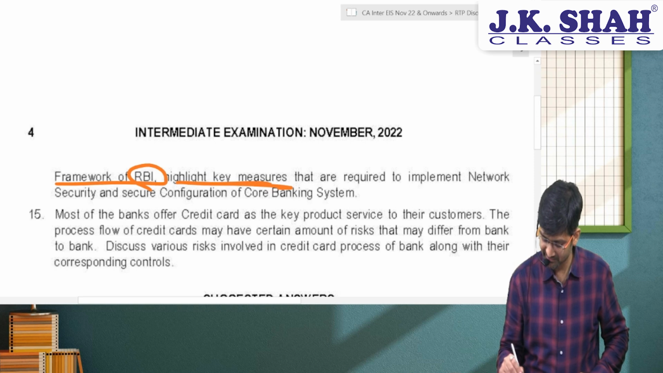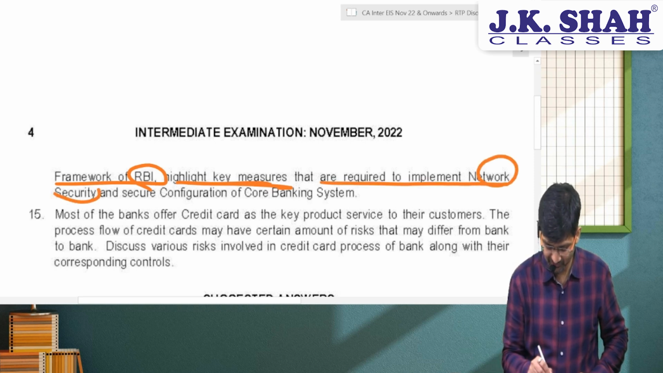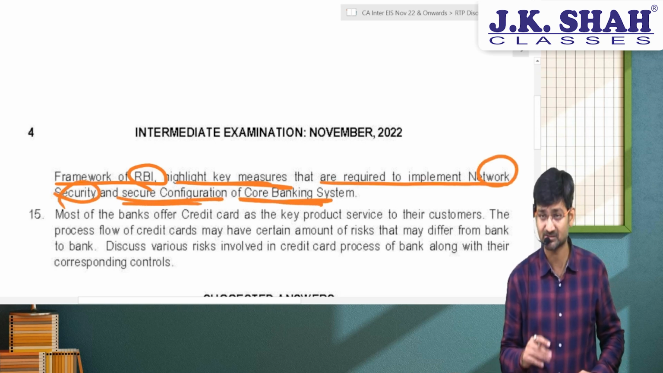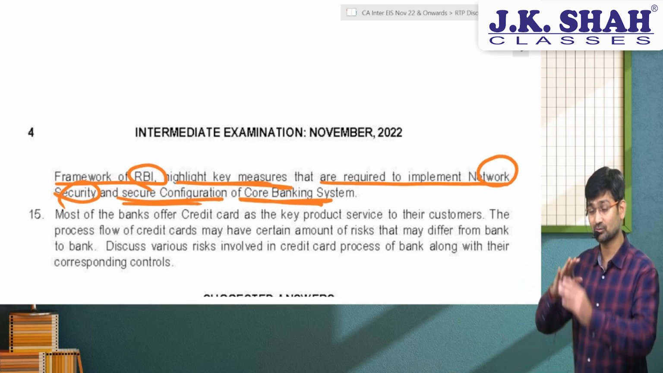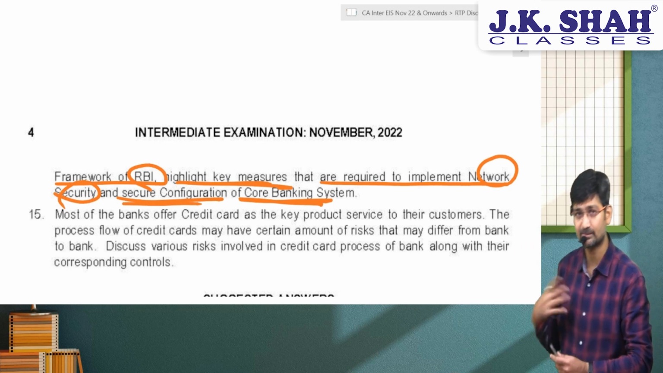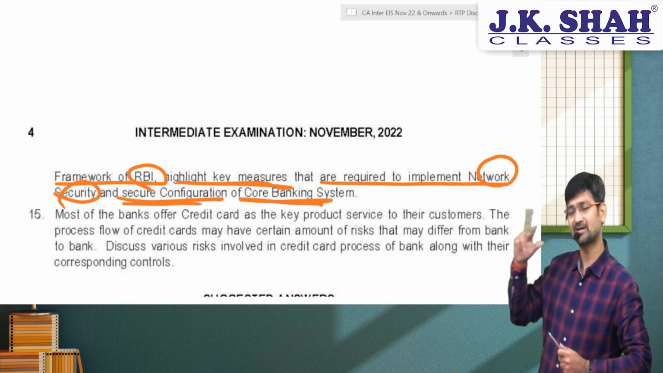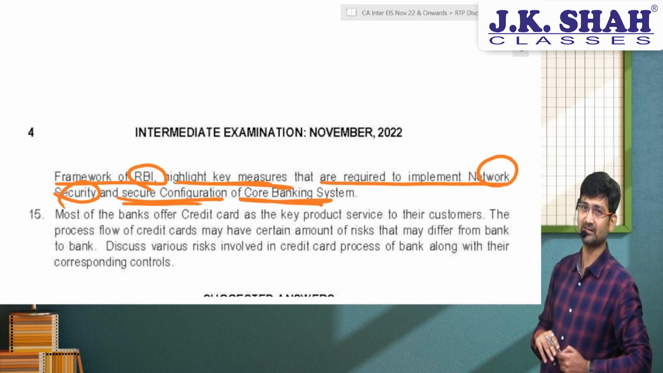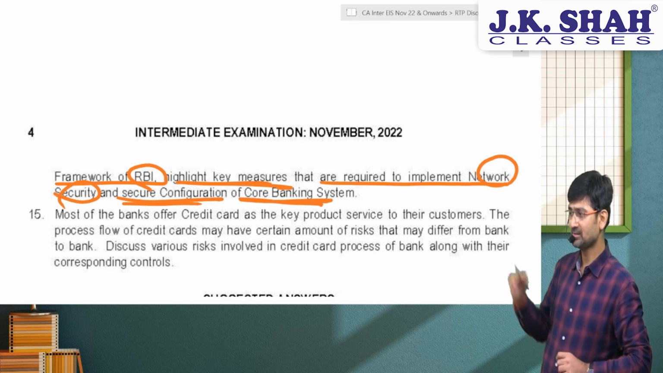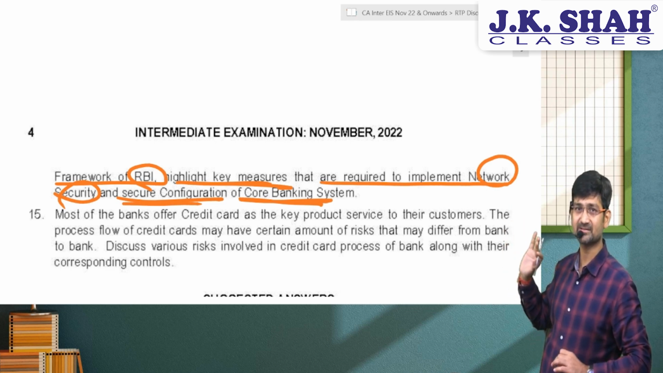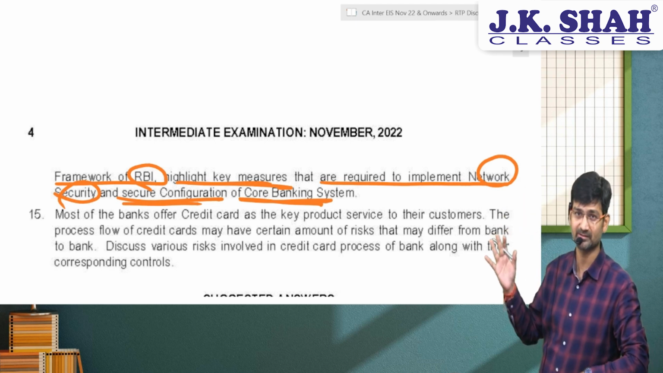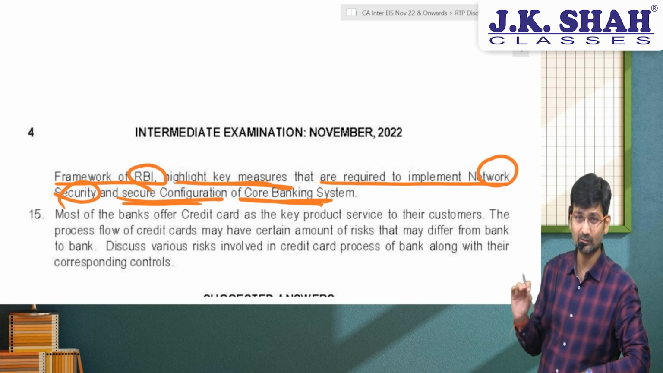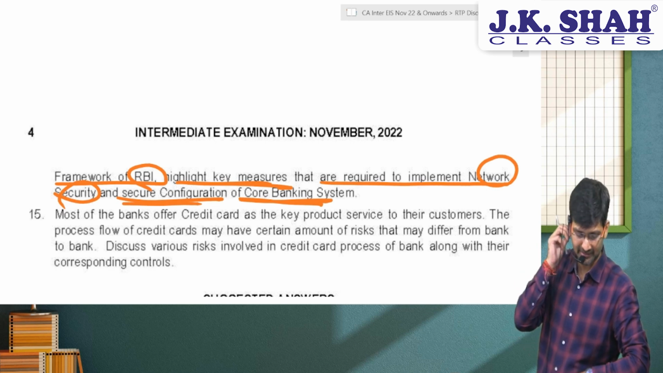Highlight key measures that are required to implement network security and secure configuration of core banking systems. Now, within cyber security, you had various aspects. So you had network security, you had application security, and then you had the earlier 2 points of disaster recovery and monitoring. So this is not asking you the entire cyber security, but only the network security part of the cyber security topic. It's the amendment topic, again an important topic.